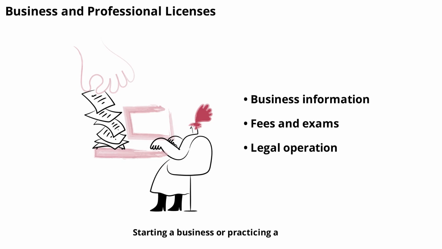Starting a business or practicing a profession often requires a government license. The application process for these licenses involves submitting detailed information about your business or qualifications, paying fees, and sometimes passing exams or background checks. These licenses help ensure that businesses and professionals meet certain standards and operate legally.